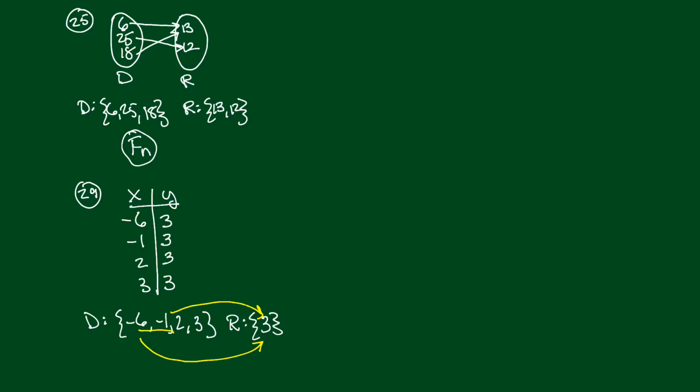There is not one of these that go to more than one of these, right? Every one of these goes to only one thing, not two. And because each element in the domain goes to exactly one element in the range, I'm going to claim that this relationship is a function.